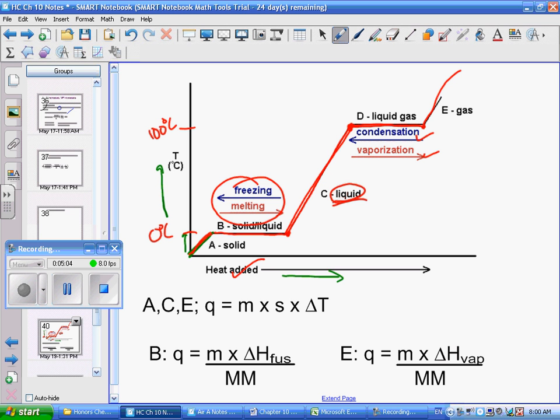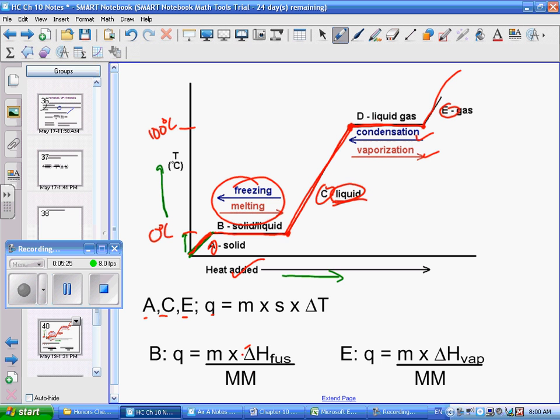Okay? You can see down here, if I'm at A, C, or E, I'm going to use the heat equation, which is the mass times the specific heat times the change in temperature. So that would be A, C, or E. And if I'm at B, which is solid and liquid, I'm going to use this equation. And if I'm at D, I'm going to use this equation.